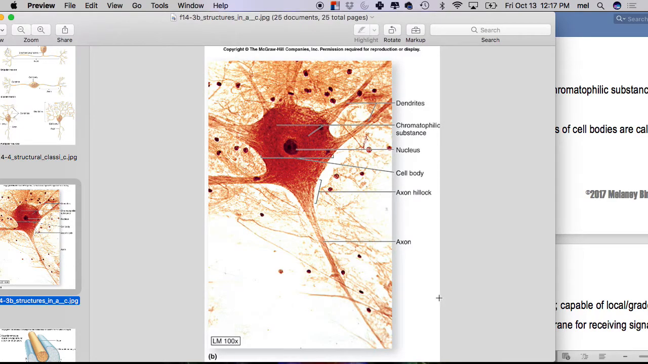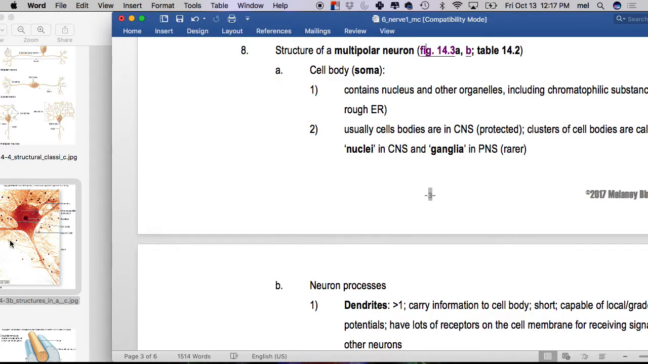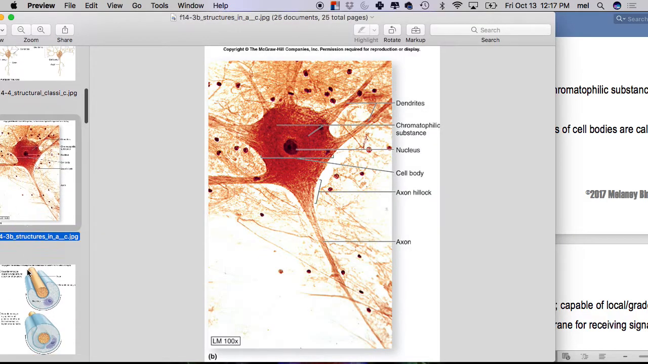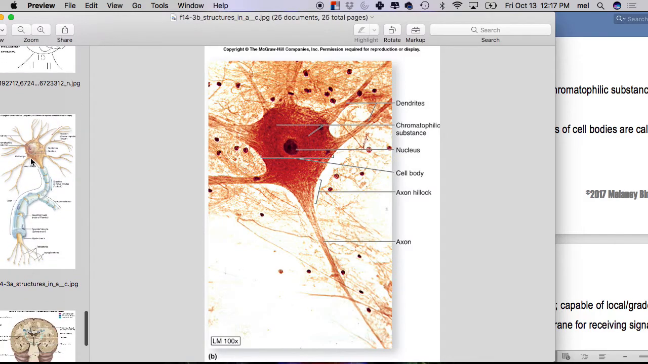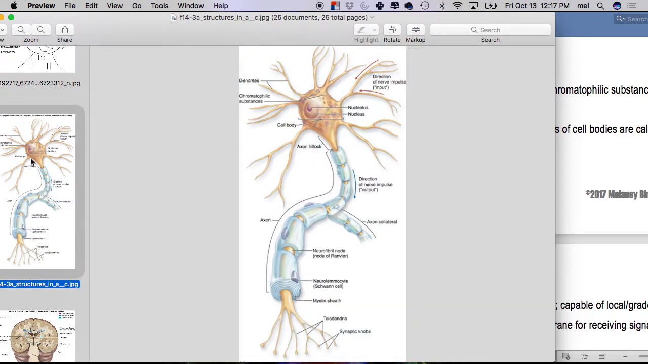Okay, so now if you look at a multipolar neuron, here's the histology slide and here's a diagram of the same thing. And you've seen a diagram similar to this when you did the histology chapter. So we've got the soma or the cell body, right? And what's in the soma or the cell body? Cell stuff, right? You've got a nucleus and a nucleolus and a bunch of other organelles.